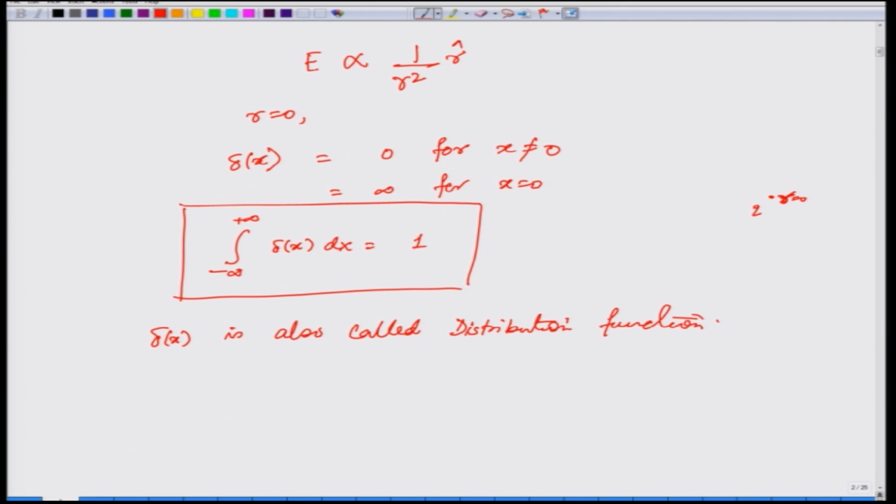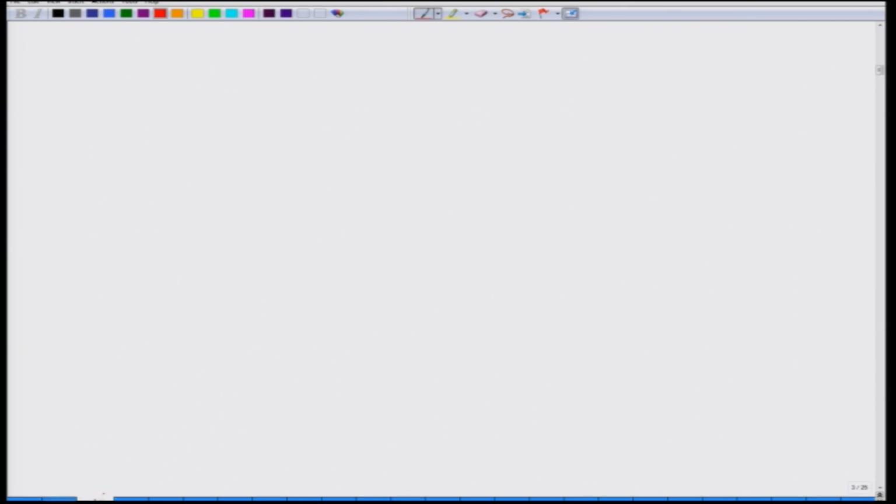So let us solve some question, some limiting case. Let us say I define a rectangle of unit area such that its width is n and its height is 1 by n.